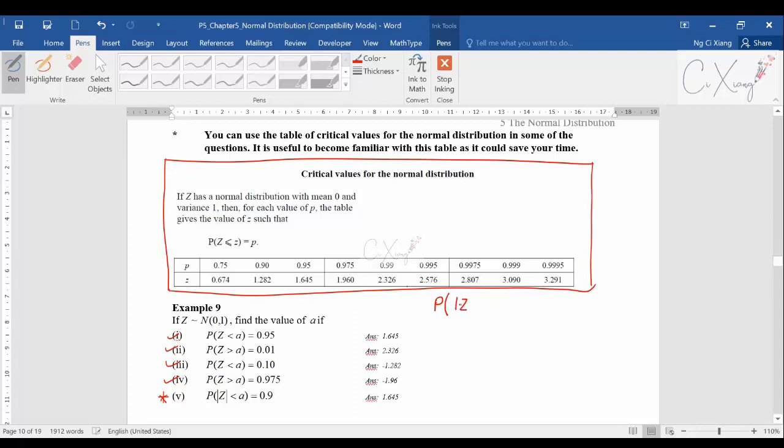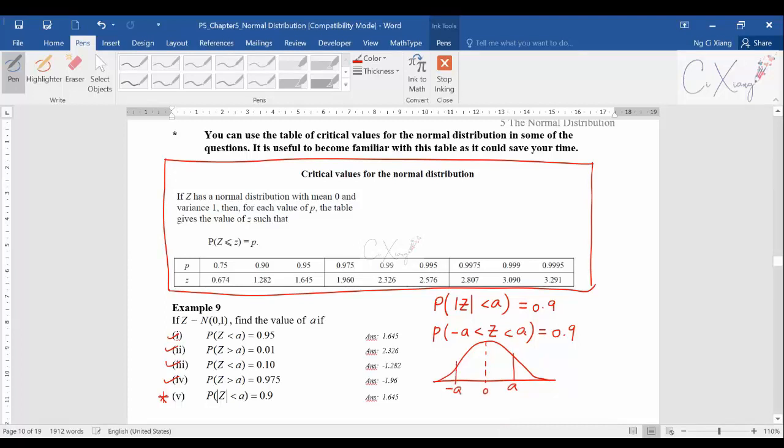They want us to find the probability that Z is smaller than A equals 0.9. I think I told you before, if you want to expand the modulus Z, that means Z is between negative A and A, and the area is 0.9. After I expand it, maybe you'll tell me this does not belong to any of the patterns that we learned just now. Just now we learned 4 patterns, but now this is an in-between one. No worry. You just try to draw out the graph first.